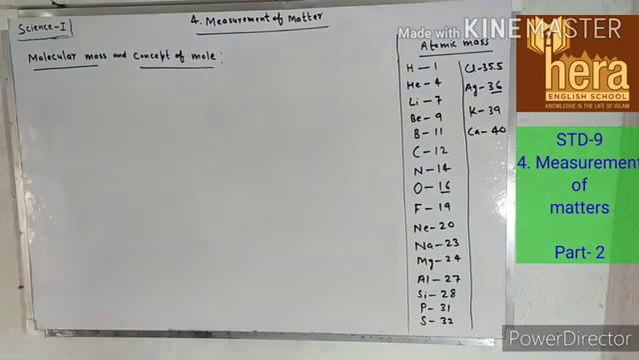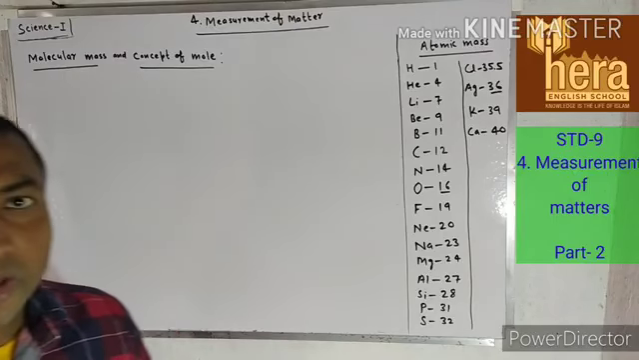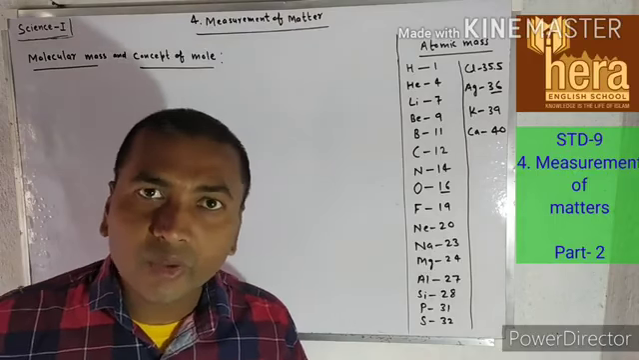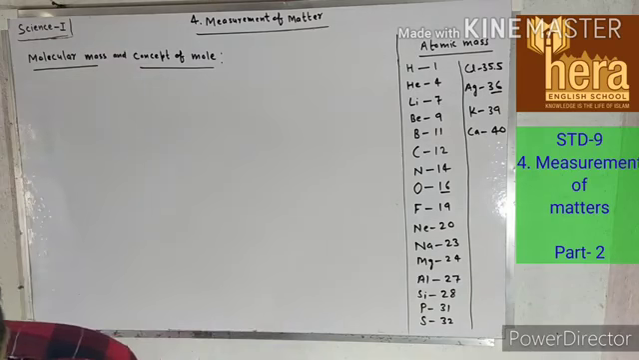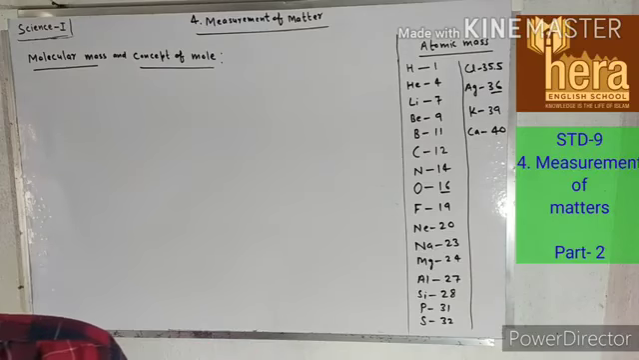So today we will continue chapter number 4, that is measurement of matter. Today we are going to discuss molecular mass, concept of mole, valency and variable valency and chemical formula of compounds. Okay.